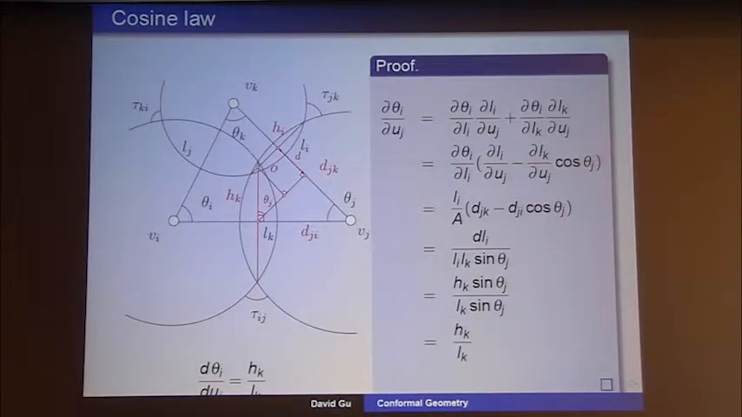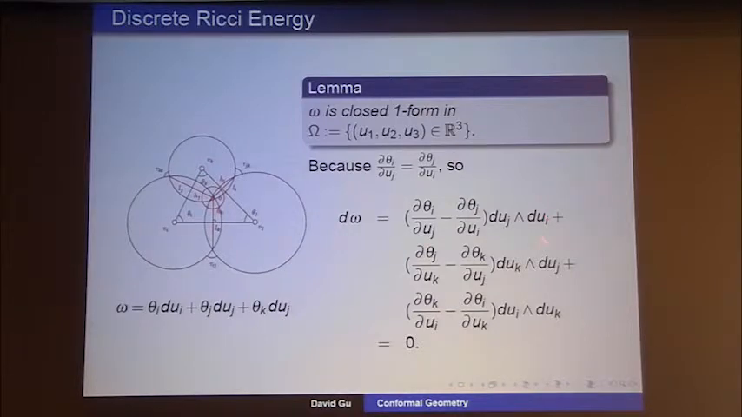Here we give you the detailed proof, so you can go through that. I assume you have the PowerPoint slides. Basically, we can define this differential form, theta I dui plus theta j duj plus theta k duk. And you calculate the exterior derivative of this differential form. By direct calculation, you get 0. So this means that this differential form is a closed one form.